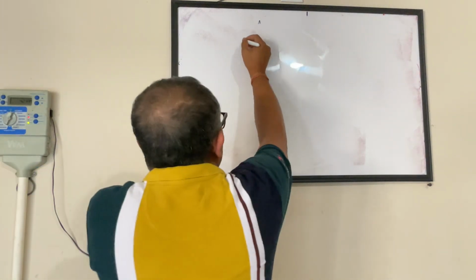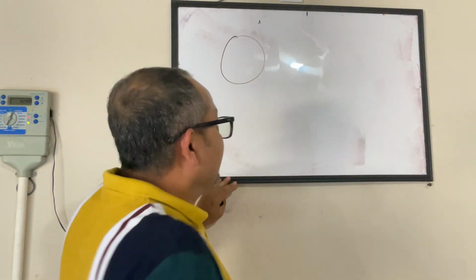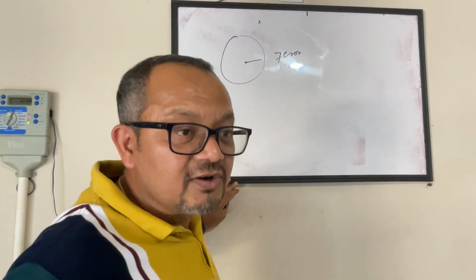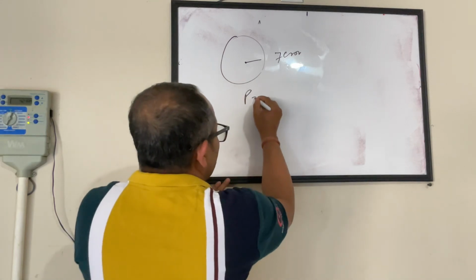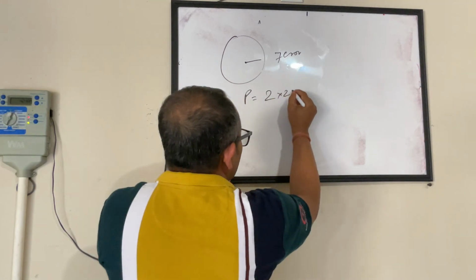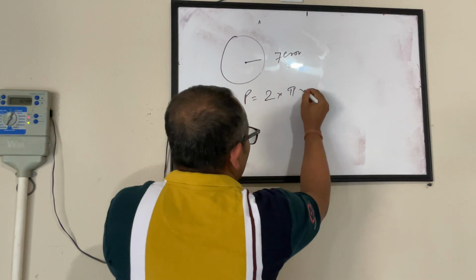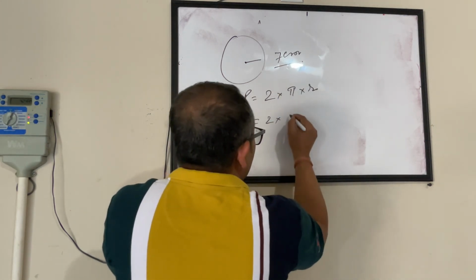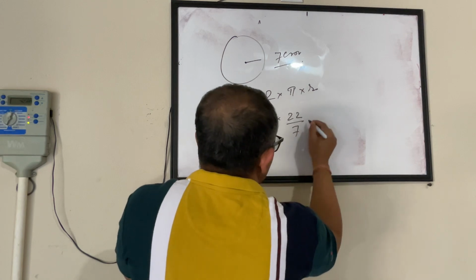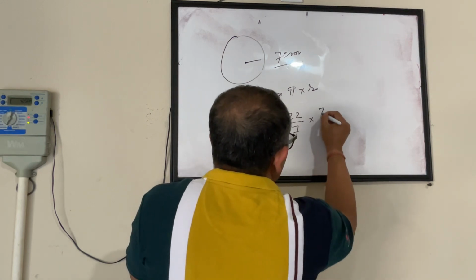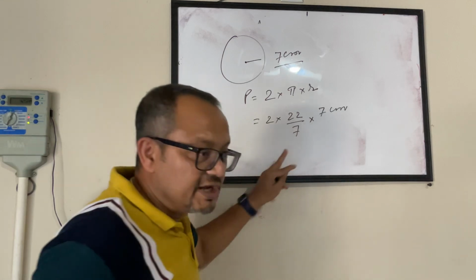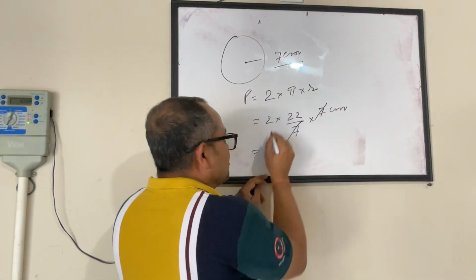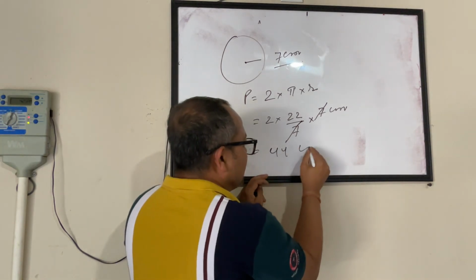So let's say somebody says there is a circle with radius 7 centimeter, find out the perimeter. What is the perimeter? The formula says 2 times pi times r. R is 7 centimeter. 2 times pi, pi is 22 divided by 7, times r, r is 7 centimeter. Now you can cancel this factor, this will be gone. So 22 into 2 is 44, 44 centimeter.